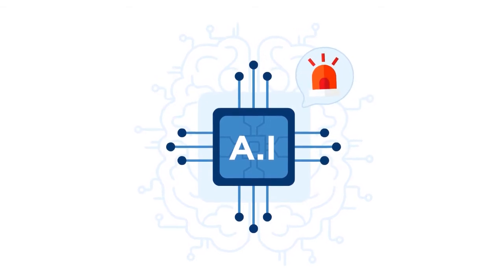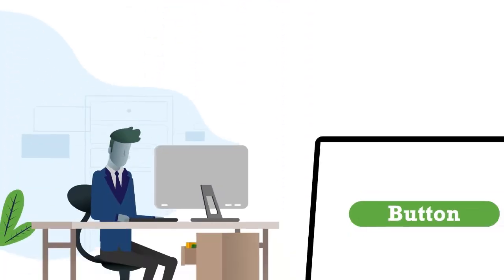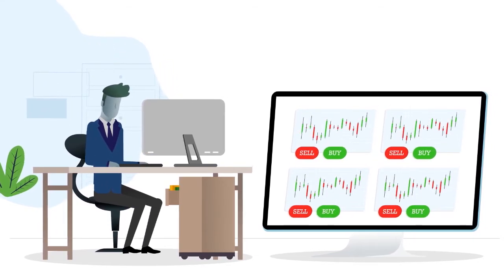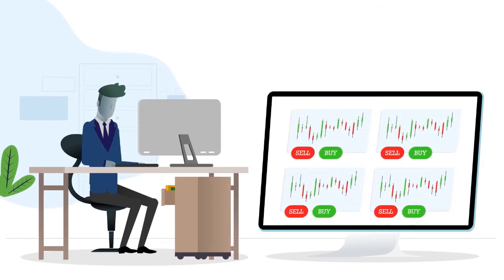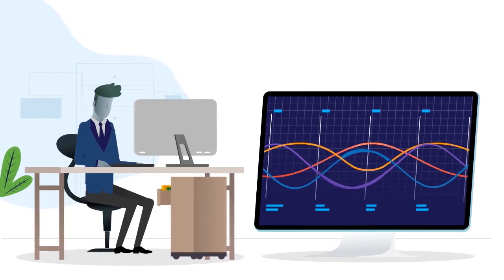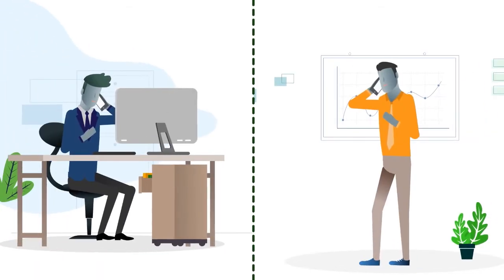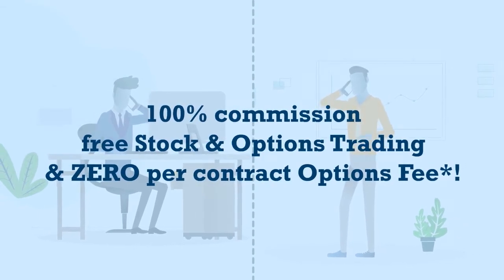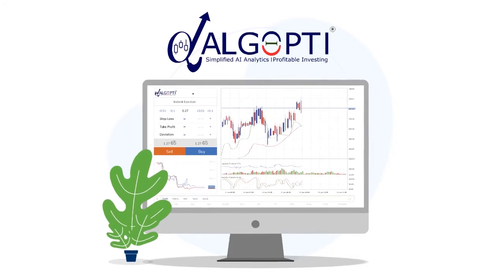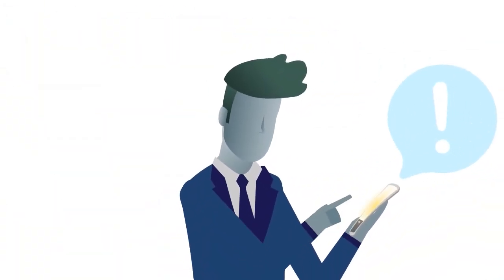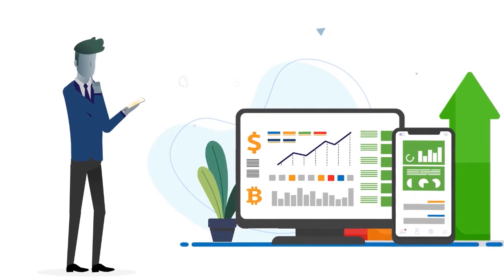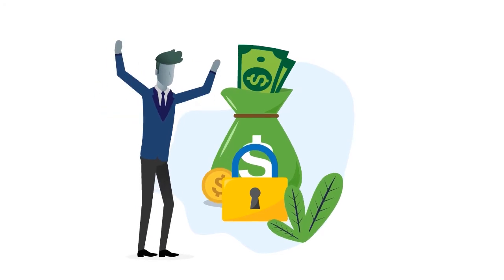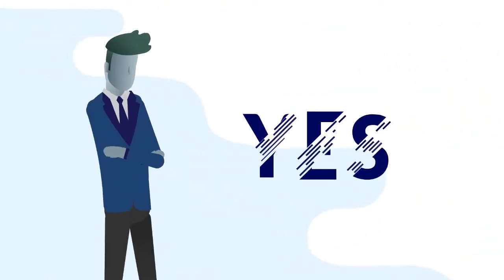Now, whenever the Signals engine triggers a trade alert, at the click of a button, the Algopti Trade engine will load up a trade ticket pre-configured for each designated option strategy. Then, all we have to do is simply review the trade and submit the order with our partner brokerage for 100% commission-free stock and options trading. Algopti will also help us manage the trade and alert us when it is potentially most advantageous to close out our investment and capture a relatively small loss if necessary or lock in profits. It's that simple. And yes, you heard right.